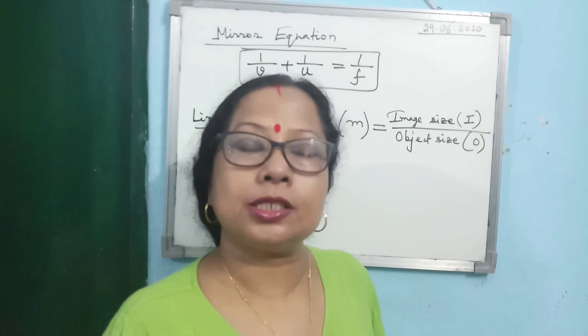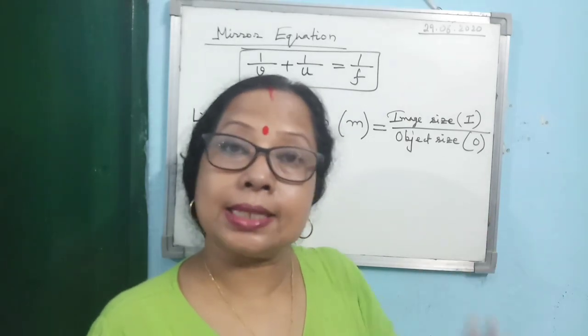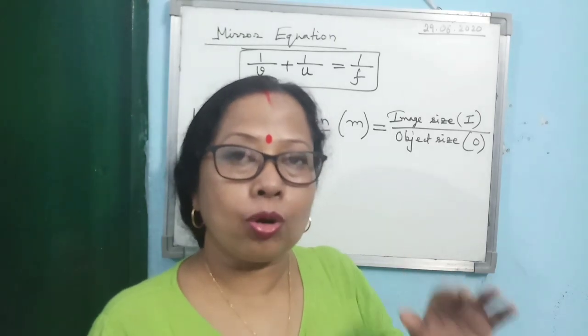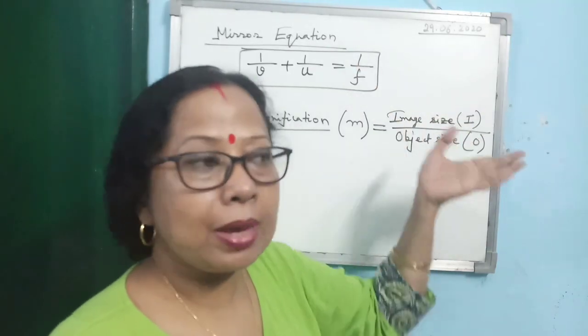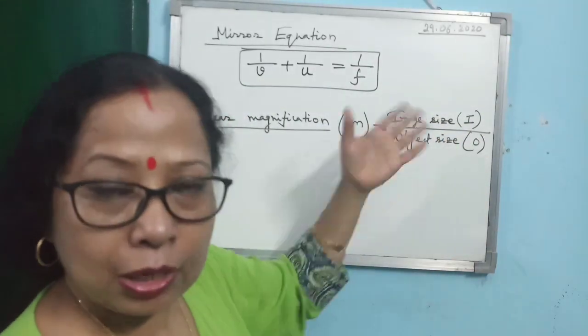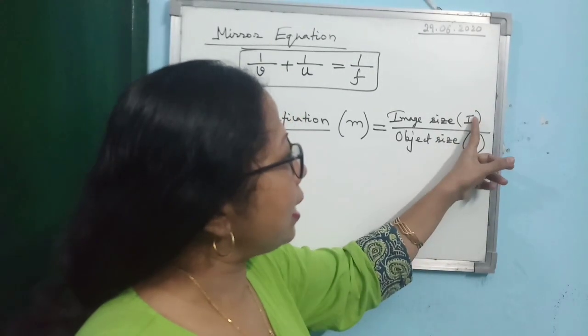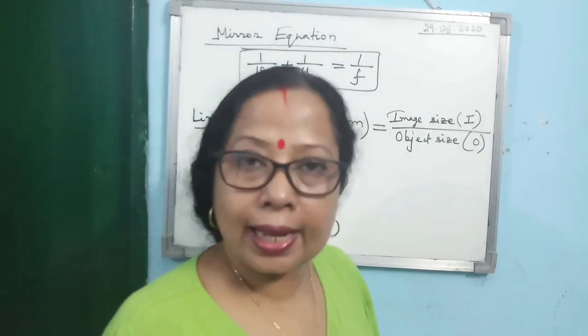Now, in case of linear magnification, when a real image is produced, consider the concave mirror. When a real image is produced, O is positive and I is negative. You can remember? For a concave mirror, O is above the principal axis, so O is positive, and I is inverted below the principal axis, so I is negative. So if O is positive and I is negative, the ratio will come out negative.